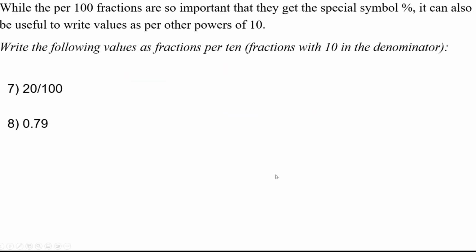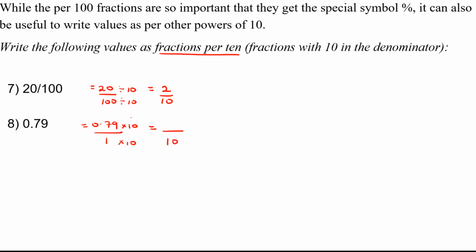Similarly, we can write these numbers as fractions per 100, per 1,000, per 10, meaning that we want our denominator to be 10, then 20/100. If we divide this by 10, divide this by 10, that gives us 2/10. If we already have this decimal 0.79, which is per 1, and we want it to be per 10, then we can just multiply this by 10, multiply this by 10. Again, the goal is to have a denominator that is 10. And so this becomes 7.9, or this means just move the decimal 1 place to the right, and that gives us the fraction per 10.